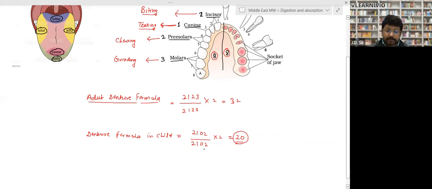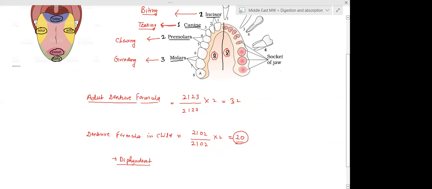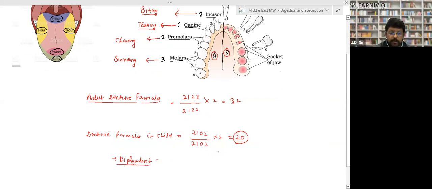Yes, that's what happened. So humans have two sets of teeth in life. So that's why we call humans diphyodont. Diphyodont. Is it clear or not? Please tell me. Yes. So these 20 teeth are called milk teeth. Again, if a question asks you how many milk teeth are found, you have to say 20.